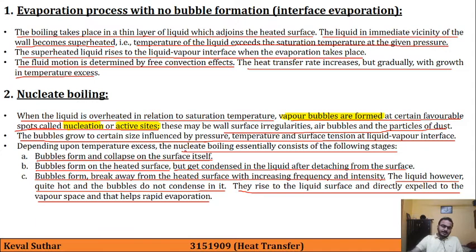So there are three stages that happen here. First is they form and they collapse. Second is they are formed and they get condensed. And third is they are formed, break away, and are expelled to the vapor space, and rapid evaporation happens.